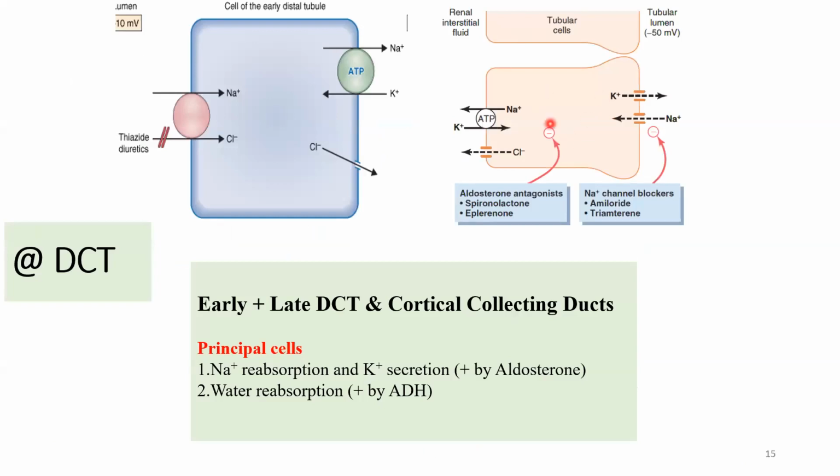But before I come to this, the cell of the early DCT also deals with sodium and chloride, and eventually chloride is reabsorbed here, and sodium, you know what's happening here, the ATPase. The important thing is this co-transport can be blocked by another class of diuretics. We discussed furosemide, which acts at the thick ascending limb of loop of Henle, while thiazide diuretic blocks this in the early DCT cells.